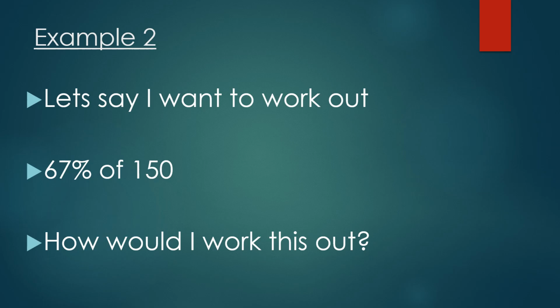Next one's a bit harder here. So let's say I want to work out 67% of 150. How would I work it out? Okay, first step, we're going to work out 10%. 10%, we divide the quantity by 10. So that'll be 15. Okay, so we knock off a 0. We now want to work out 5%. Okay, so we're going to have some decimals here. So half of that, that'll be 7.5.